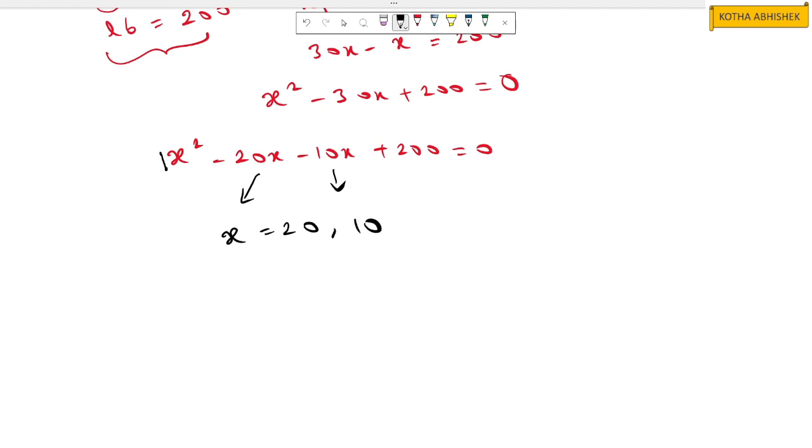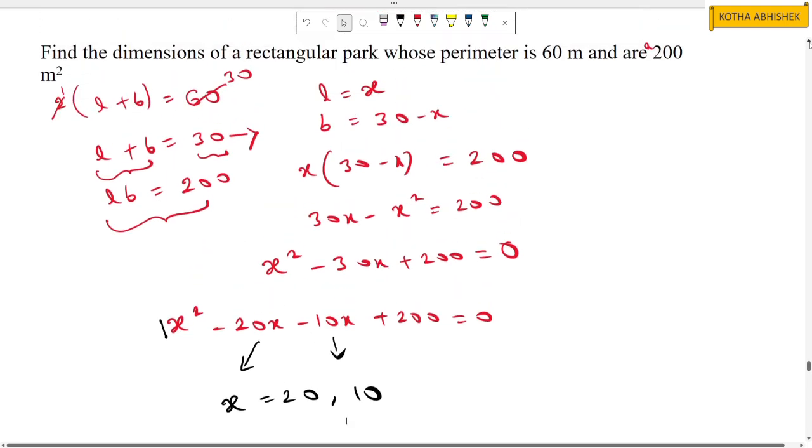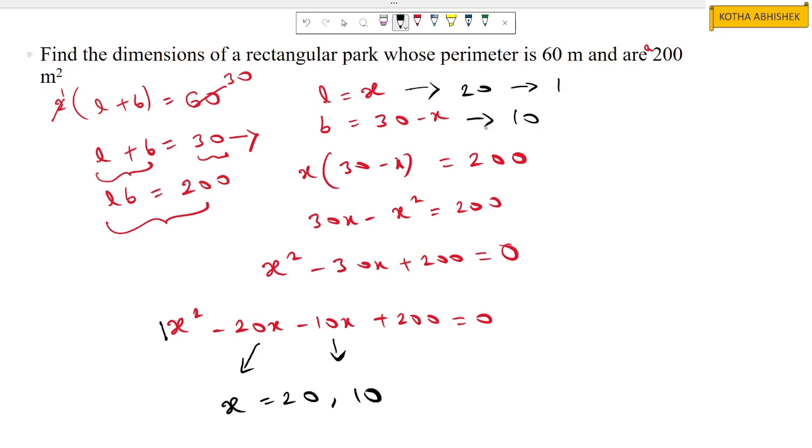What is the meaning of x again? Well, let us move to the previous one once. What we took as x means the length, right? So length is 20. 30 minus 20 is 10. In case I take x as 10, then 30 minus 10 is 20. So 20 comma 10, or else 10 comma 20.